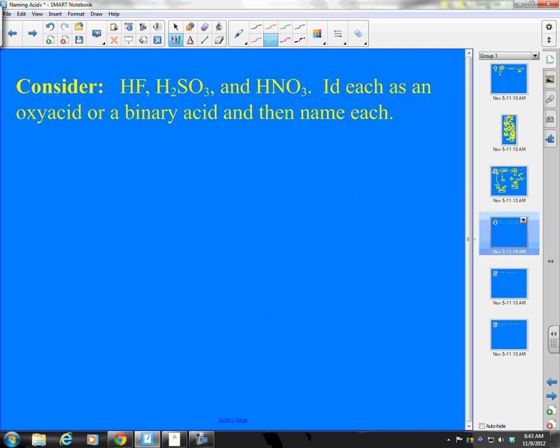All right, you tell me if each of these is an oxyacid or a binary acid, and then you name them. Pause me and bring me back when you're ready.